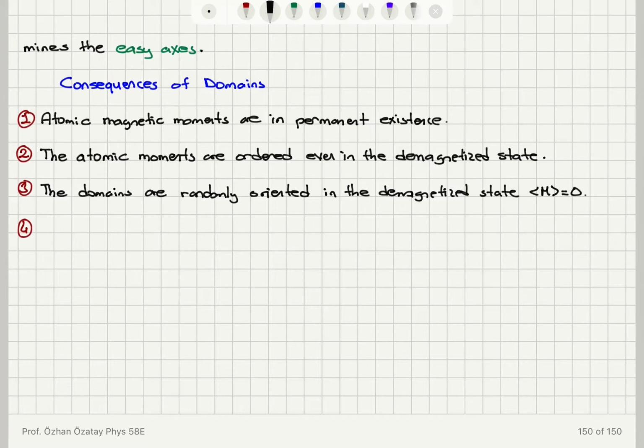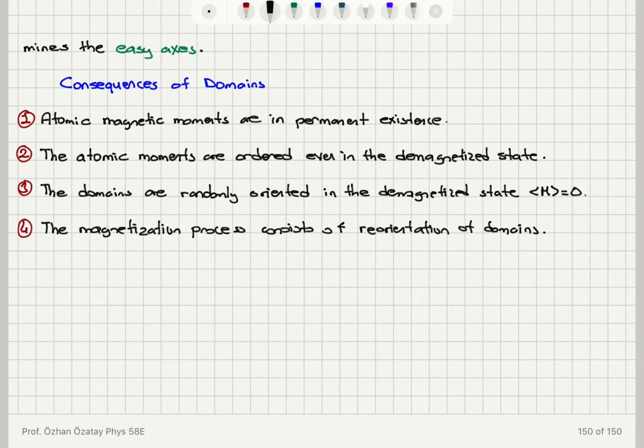And number 4, when we look at the process that takes us from the demagnetized state to the magnetized state, it's called the magnetization process. The magnetization process consists of reorientation of domains. So we're basically reorienting them in order to get the magnetization process.